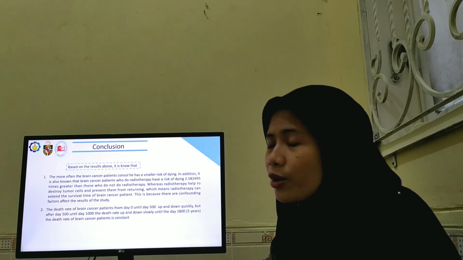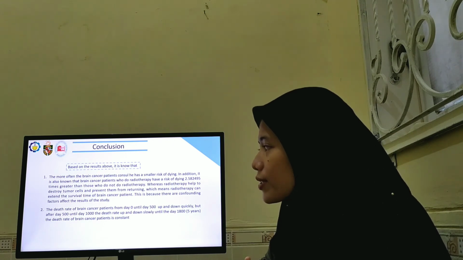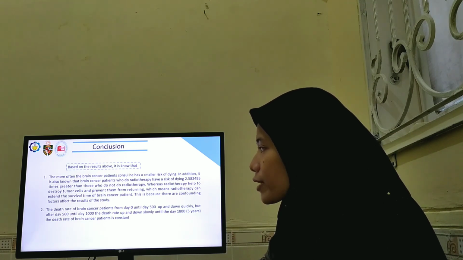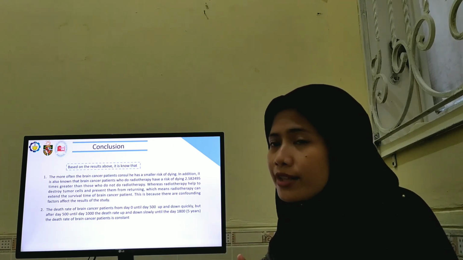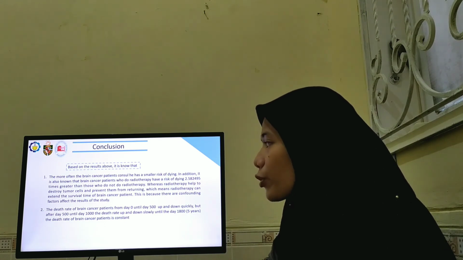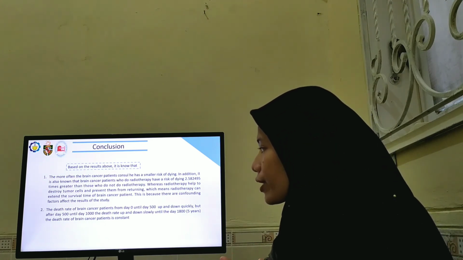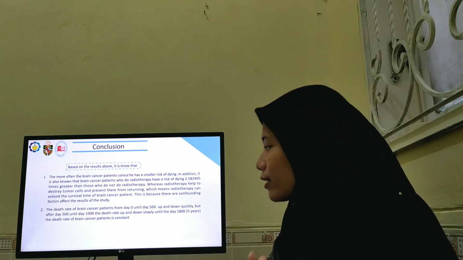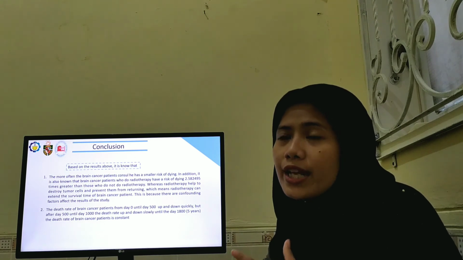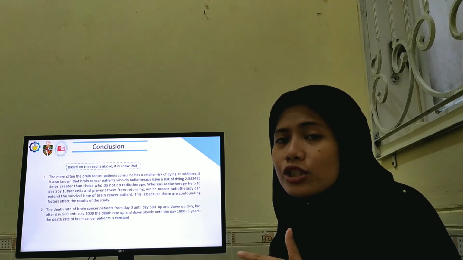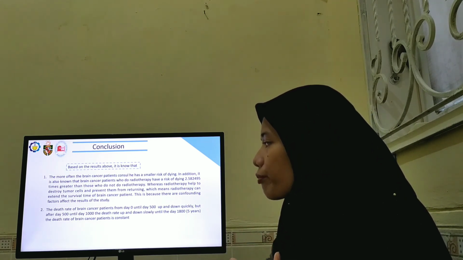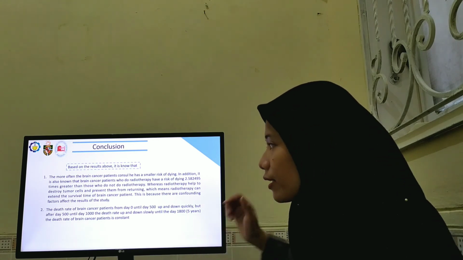The second, we also conclude that the death rate of brain cancer patients from day 0 until day 500 goes up and down quickly, but after day 500 until day 1000, the death rate goes up and down slowly until day 1800, or 5 years, and the death rate of brain cancer patients is constant.